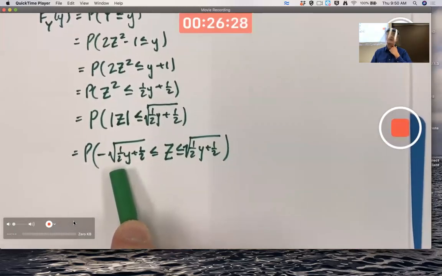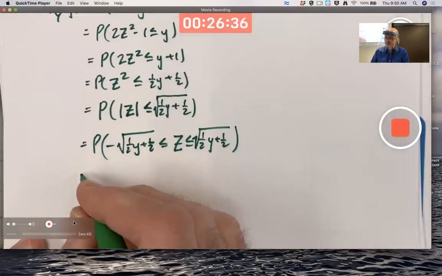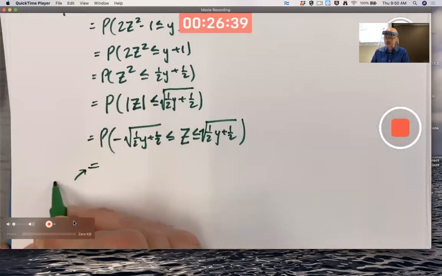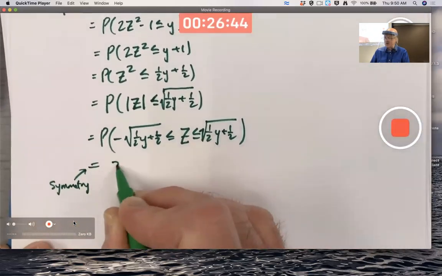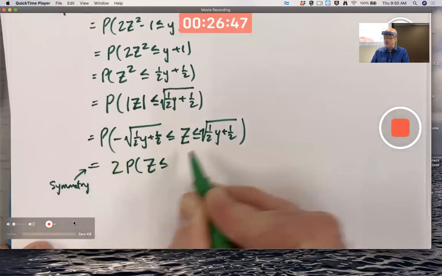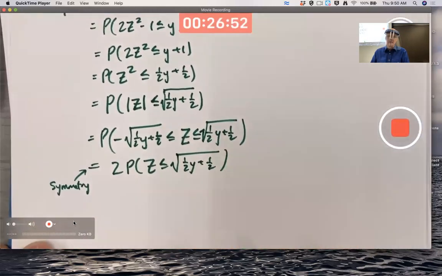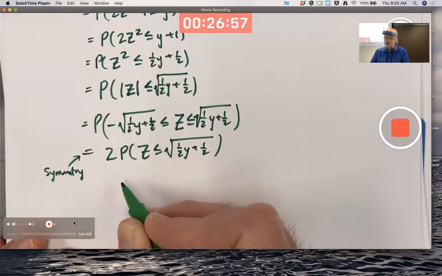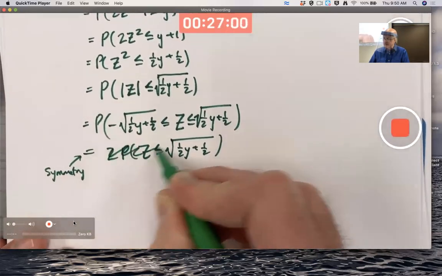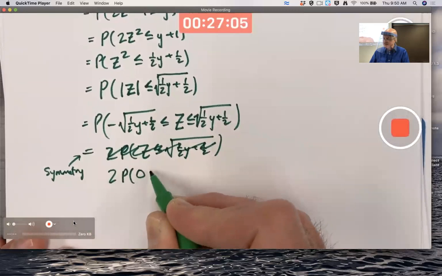Or if you prefer, like I did when I derived the fact that Z squared was chi squared with 1 degree of freedom, you could use the symmetry of the normal curve, to say this is 2 times the probability that Z is less than or equal to the one on the right. Well, I made a mistake there, sorry. 2 times the probability that Z is between 0 and that number.